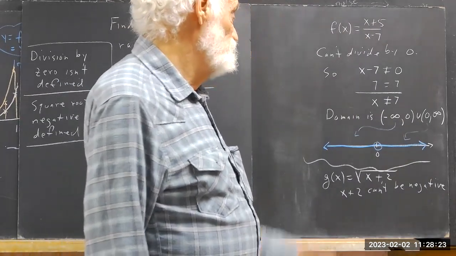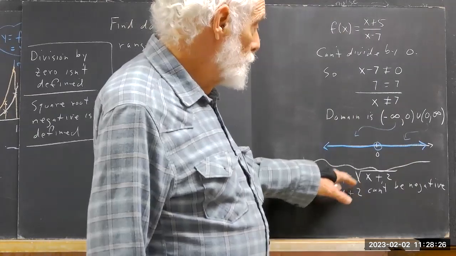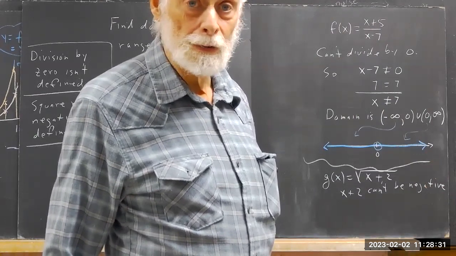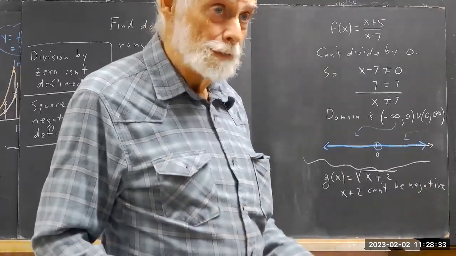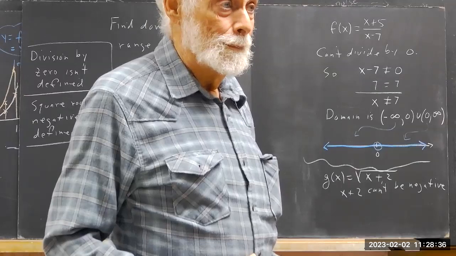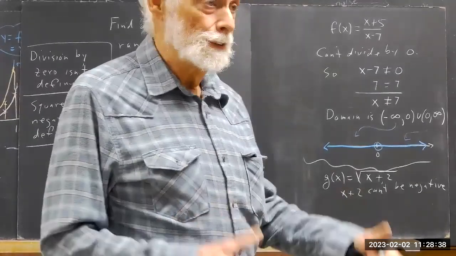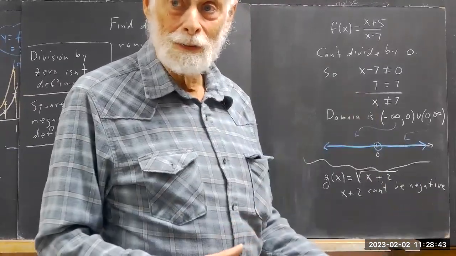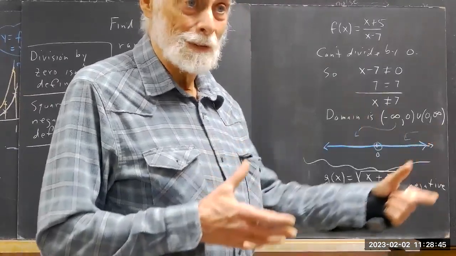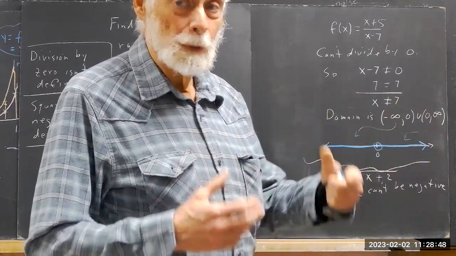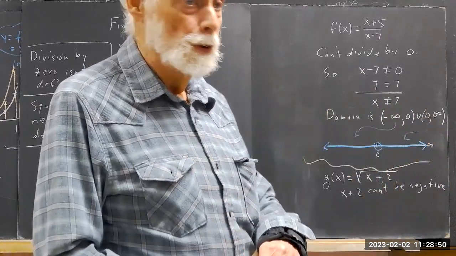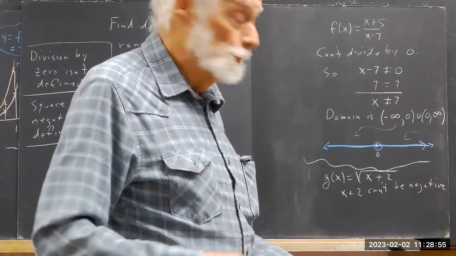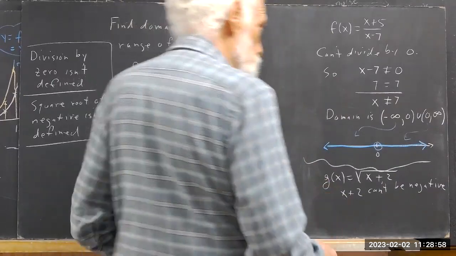If x equals negative 10, you've got the square root of negative 8. Well, the square root of a negative number isn't defined, because the square root is a number you multiply by itself to get the number you're looking for. There's no number you can multiply by itself to get a negative. If you multiply two positives, you get a positive. If you multiply two negatives, you get a positive. So there's no real square root of a negative. There are complex square roots, you'll see that later, but right now we're doing real valued functions.